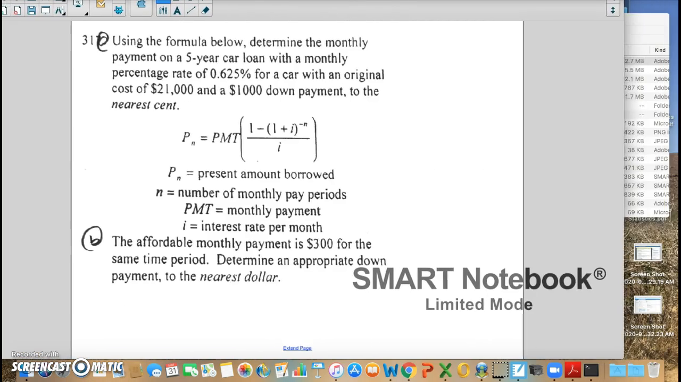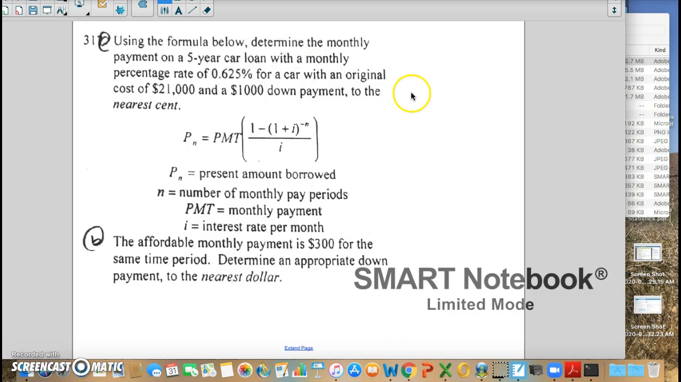Okay, now we're going to try part B. The affordable monthly payment is $300 for the same time period. Determine the appropriate down payment to the nearest dollar. So now they're telling us that PMT has to be 300, and we have to figure out P sub n, the amount borrowed. Okay, so again, do the same procedure now. All these numbers will be filled in, and we're trying to find P sub n. Pause the video and try that now.